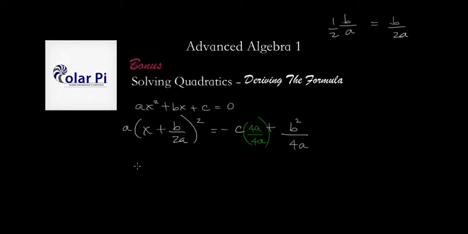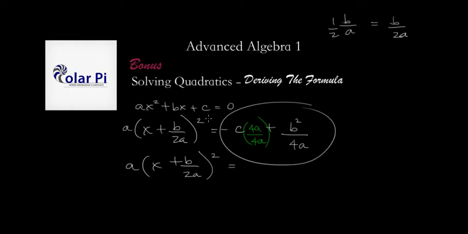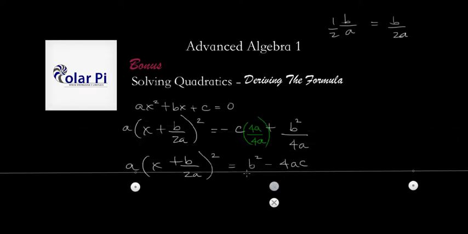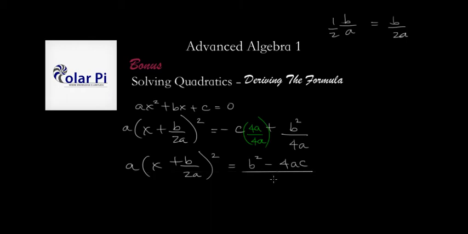Okay, so we've got a times, and then it's x plus b over 2a whole squared equals, and now notice we've got a common denominator there, so the numerator is going to be, if I write it in reverse order, b squared minus 4ac. That's minus 4ac right there, and that's b squared, and clearly the denominator is 4a. Got it. Divided by 4a.